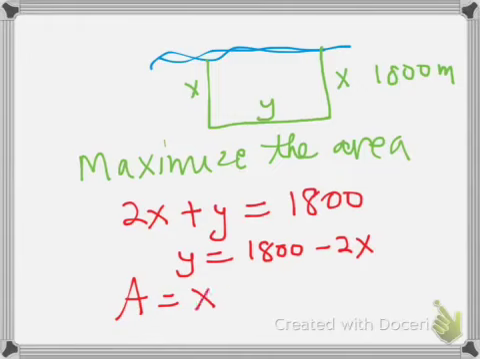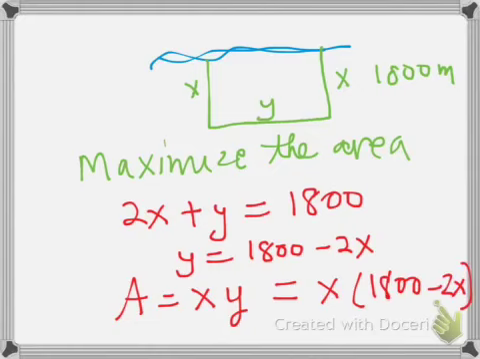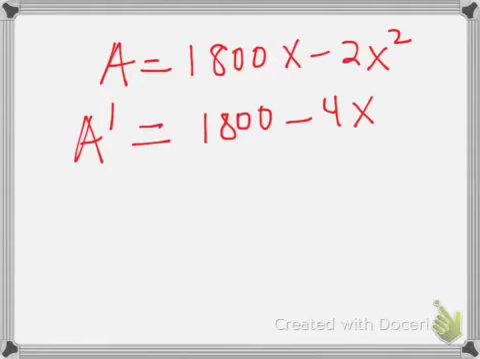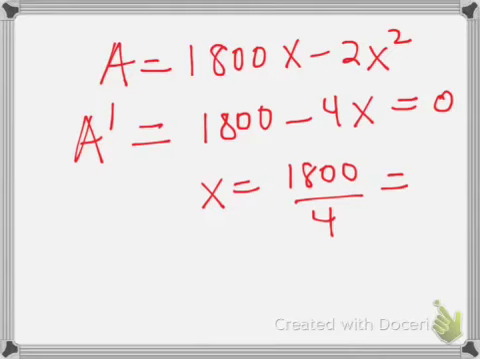The area of a rectangle is x times y, length times width. So y is 1800 minus 2x, and distributing the x, the area is 1800x minus 2x squared. To maximize, find the first derivative, which is 1800 minus 4x. Set it equal to 0. You get x equals 1800 divided by 4, which is 450 meters. So x is 450 meters.